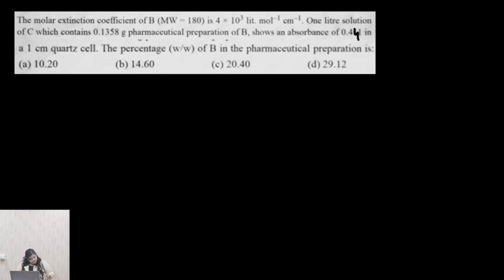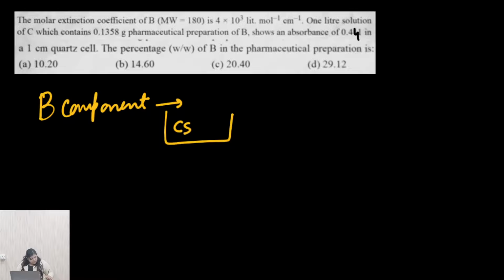What it means is, here you have a component B, which is a pharmaceutical used in the preparation of pharmaceuticals. This B component is basically used to prepare a solution which is labeled as solution C. So this is the solution we are preparing, the C solution, and in this we are adding B. So how much of this B have we added?